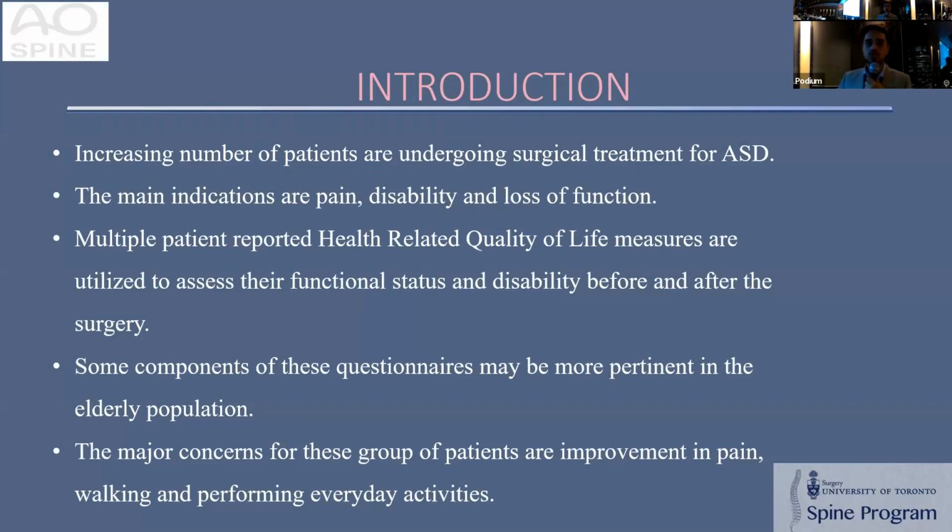When we look at patients undergoing surgery for adult spine deformity, their key expectations are improvement in pain, function and disability. We have multiple health-related quality of life measures to assess functional status and disability, both before and after surgery. However, some components of these scores may not be as pertinent for elderly populations, who form the major share of patients undergoing surgery for adult spine deformity. Their major concerns remain improvement in pain, walking and performing everyday activities.